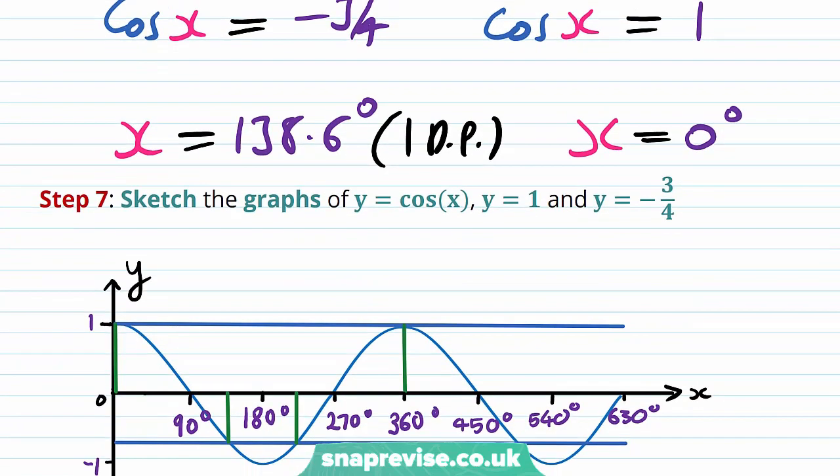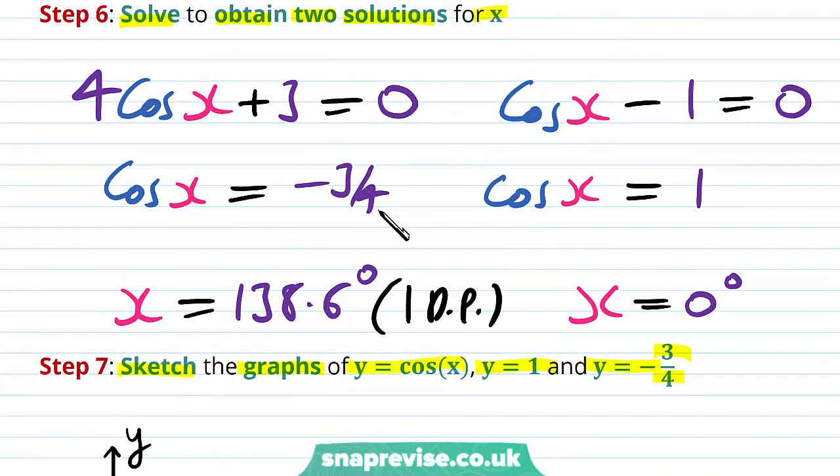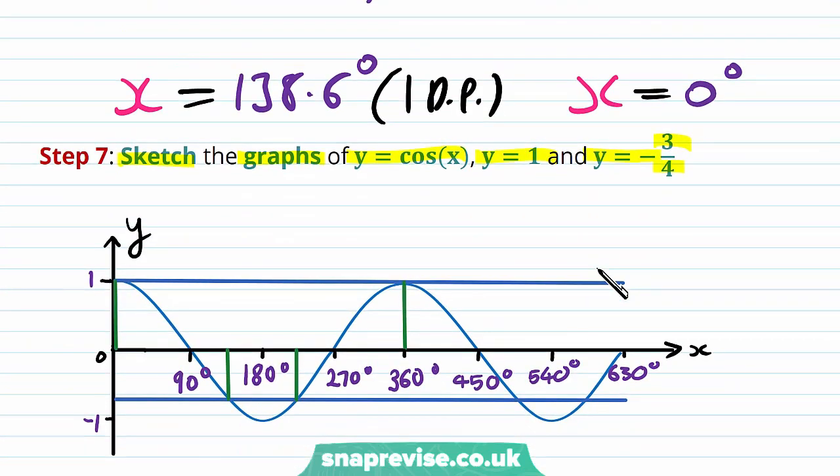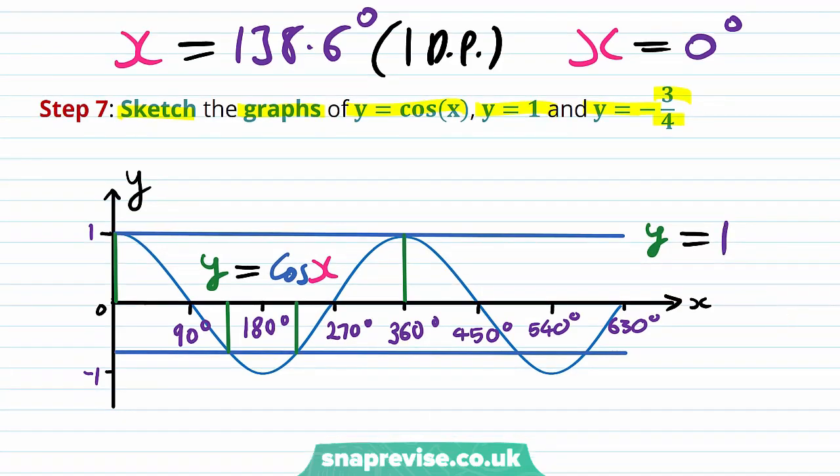And so our seventh step is to sketch the graphs of y equals cos of x, y equals 1, and y equals minus 3/4. These are the values of the right-hand sides of our two equations. So we have our graph of y is equal to the cosine of x, that's of course the wavy one. And then we have the graph of y is equal to 1, as well as the graph of y is equal to minus 3/4. And so we get a minus 3/4 on the axis over here.